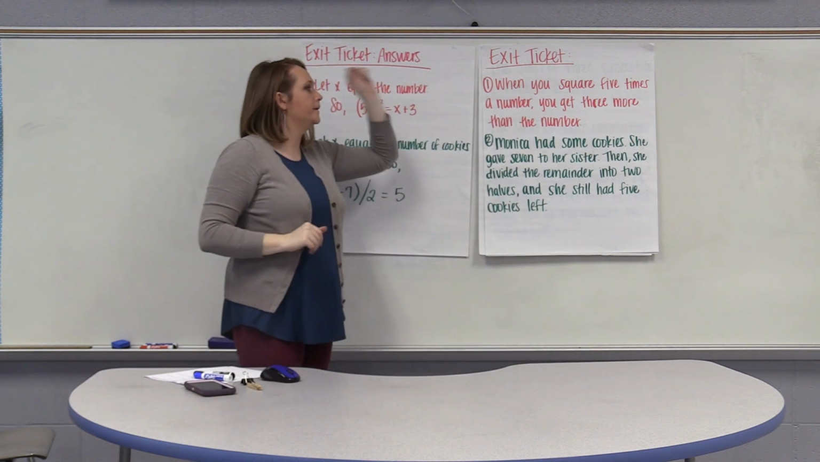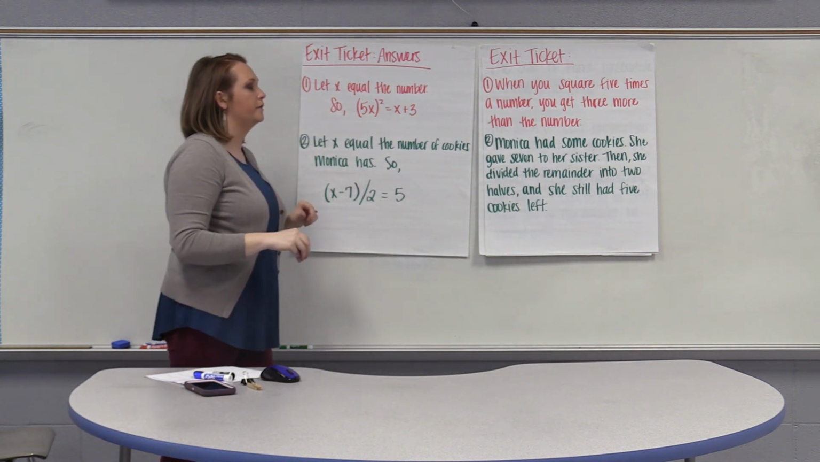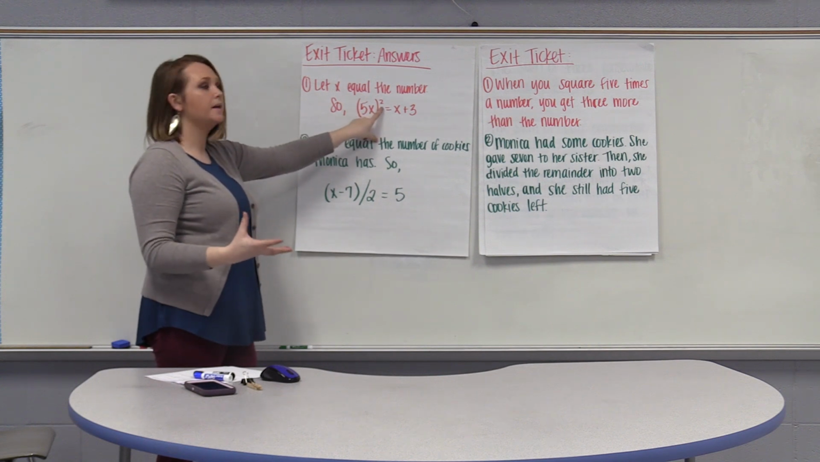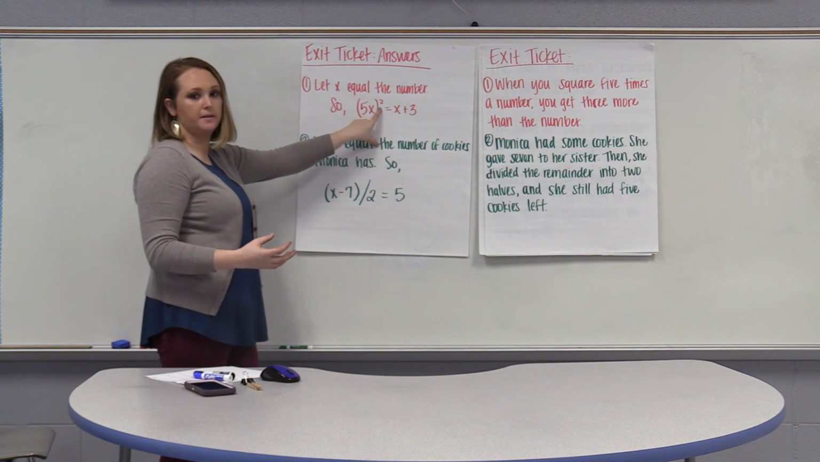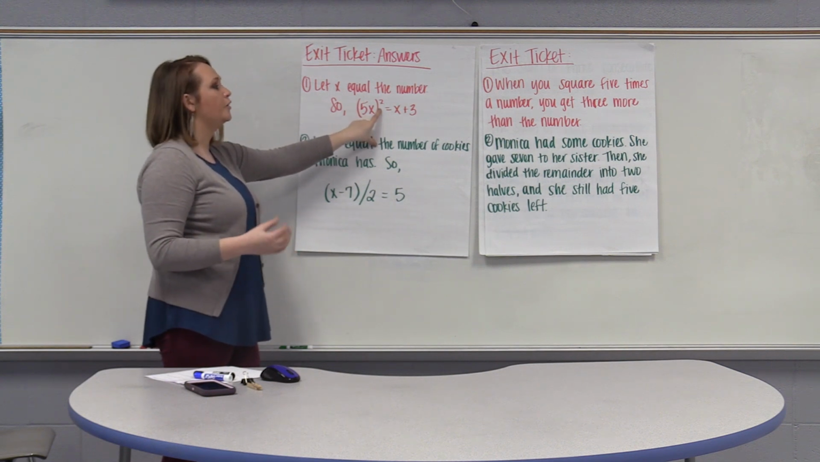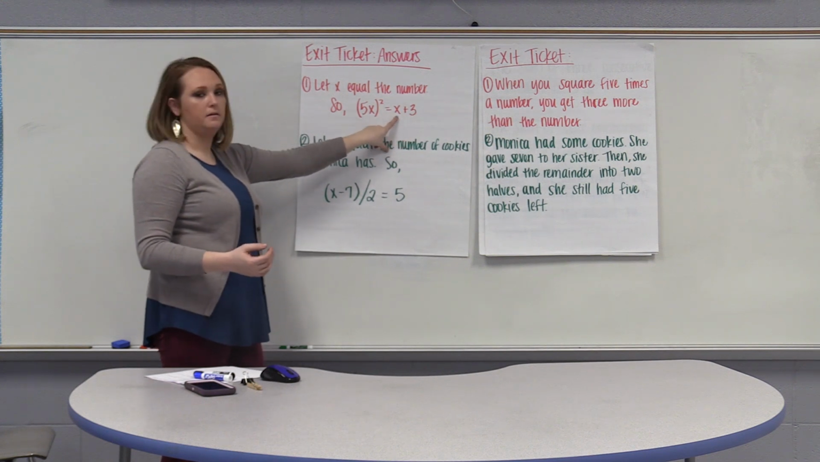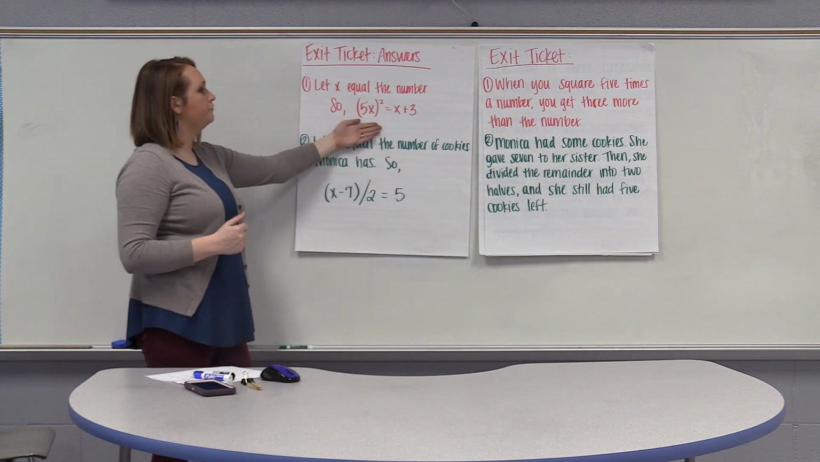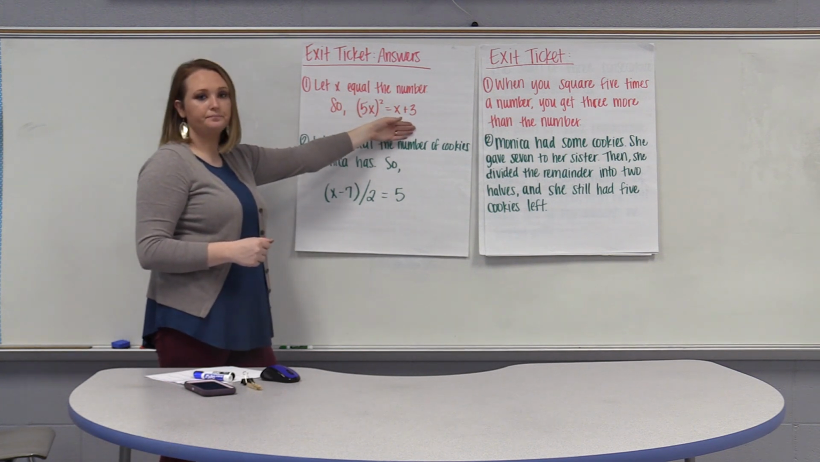Okay, our first one. When you square 5 times a number, you get 3 more than the number. So when you raise to a second power 5 times a number, so 5x raised to the second power, you get 3 more than the number. So your statement should look like this: 5x squared is equal to x plus 3.